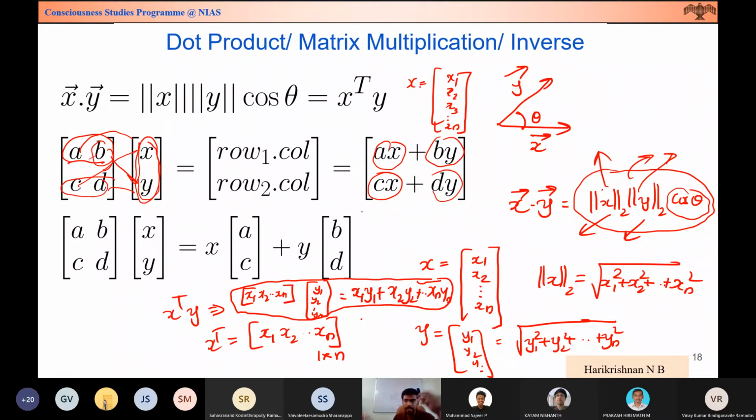But in these lectures, we are mostly interested in this particular view. The matrix a b c d times x y equals x times column 1 plus y times column 2. Basically, it is a linear combination of column 1 and column 2, which will give you some b, Ax equal to some b.